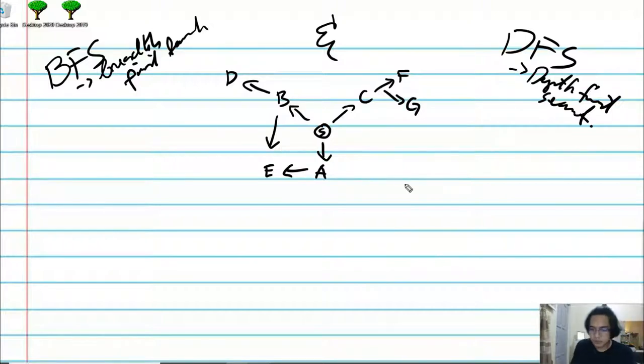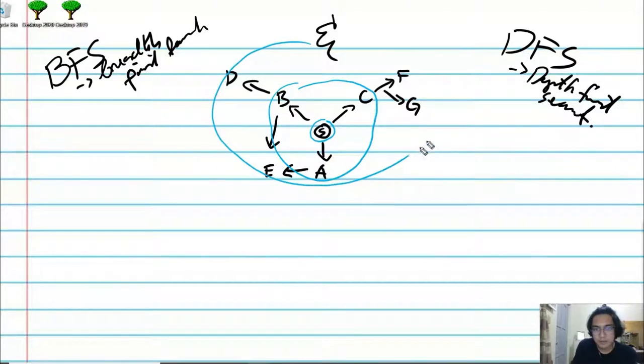Now, the visualization of breadth first search is you start, of course, from U, and then take a look at all your first level connections. So that would mean this one, first level connections, and then you try to expand until you finally get what you're searching for. That's the intuition of breadth first search.